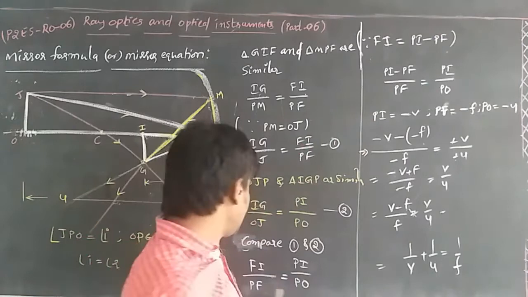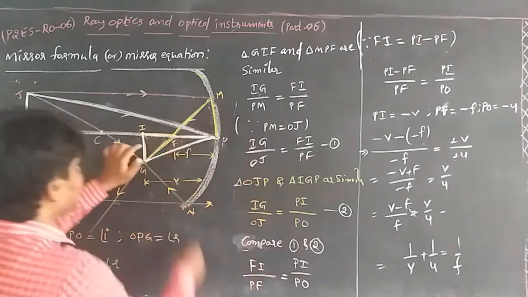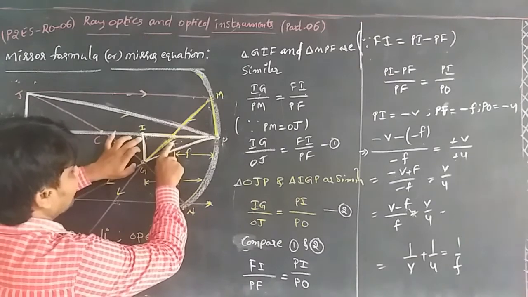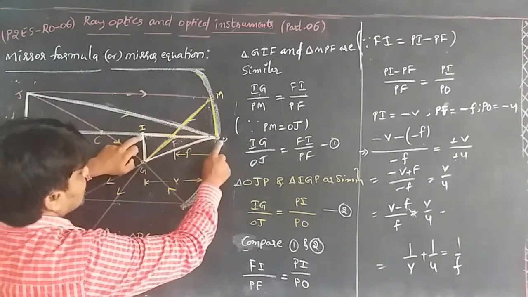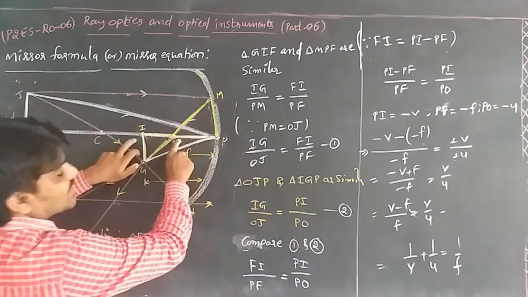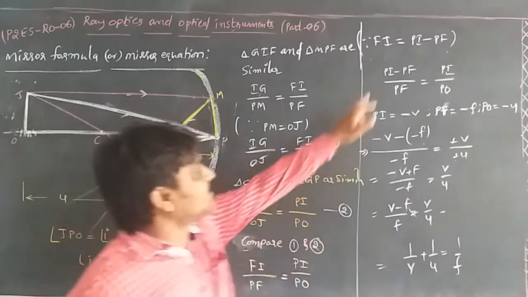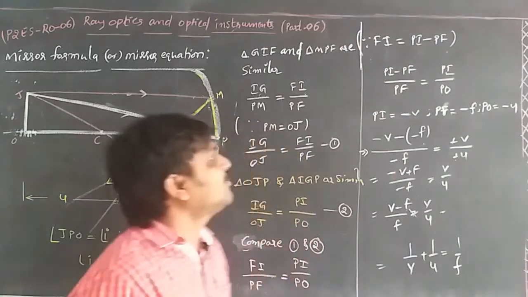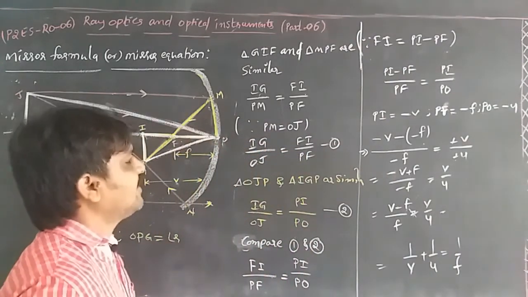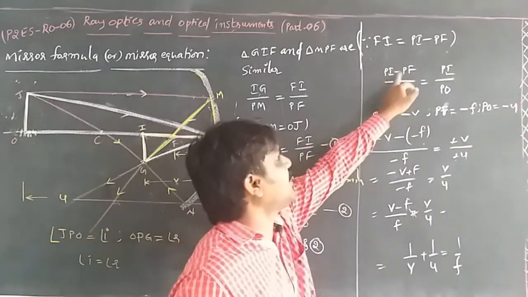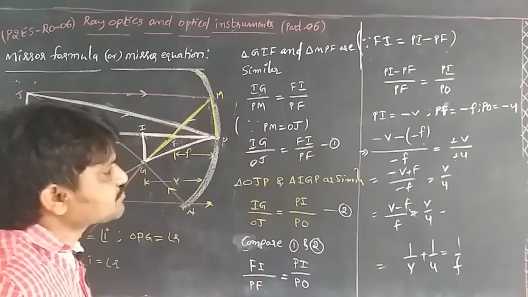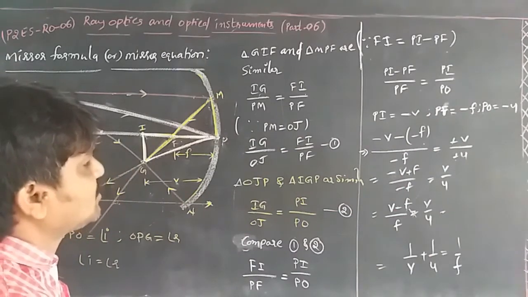From that we know that FI is a distance, so FI is equal to the total distance PI minus PF. Substituting this value in the equation, we get (PI minus PF) by PF is equal to PI by PO.